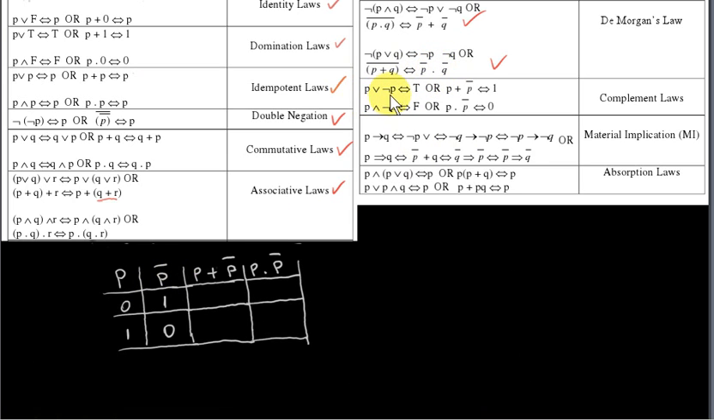The first complement law: P or not P is equivalent to true. So here is P, its value 0 or 1. Not P is got by flipping these values. What about P or not P? Well, P or not P is 1 when either P or not P, at least one of P or not P, is 1. Similarly here. What about P and not P? Well, P and not P is only true when both P and not P are true.